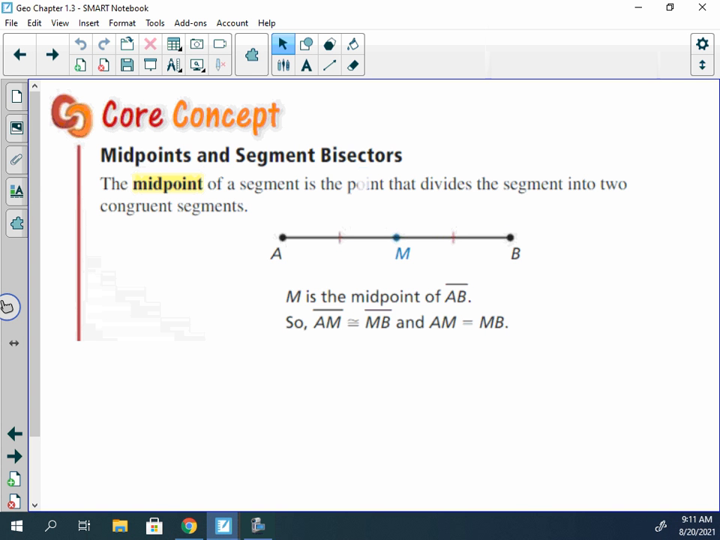If there are no questions over the homework assignments, we'll go on and get started with today's lesson. Now, the first thing we're going to look at is midpoints and segment bisectors.